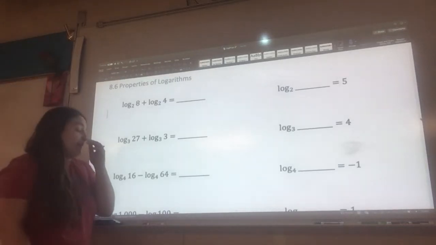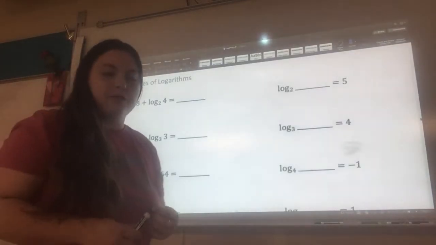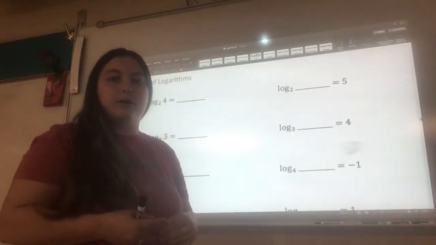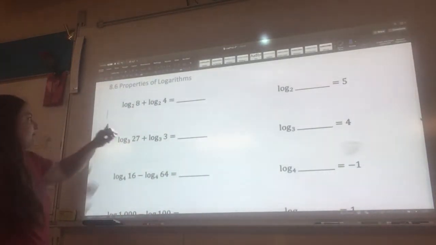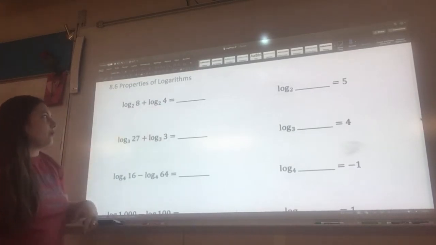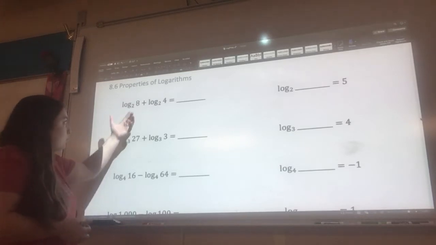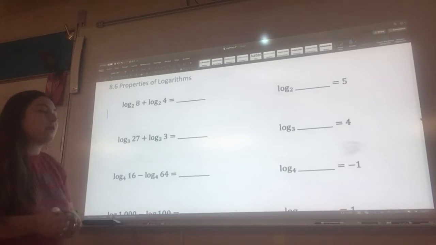Right, so this lesson is 8.6, properties of logarithms. We're first going to start by solving them, and then we're going to talk about the actual properties that you're witnessing. So the first set right here, we have log base 2 of 8 plus log base 2 of 4. Well, if we know our bases are 2, well, 8 and 4 also can have bases of 2. So we can rewrite these.